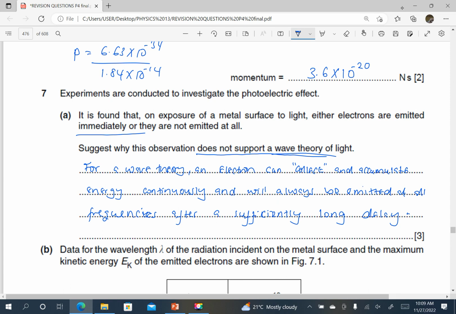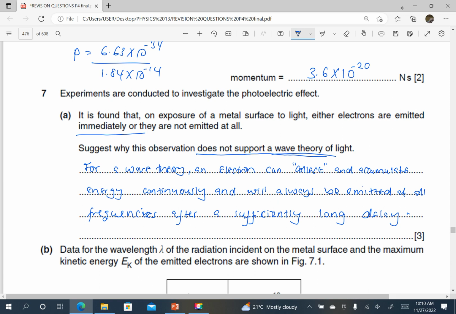The wave theory predicts that an electron will absorb photons, even though their energy is small. The electron will collect and accumulate enough energy for it to be emitted. So this can even take a longer period of time. Even though the photons have smaller energy, that is a smaller frequency, the electron can absorb many of them over a long period of time, and when the energy is enough, the electron can now leave the metal surface. But observations show that that does not happen, so the wave theory is now discarded.